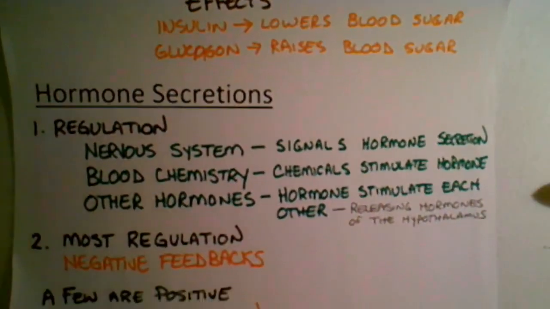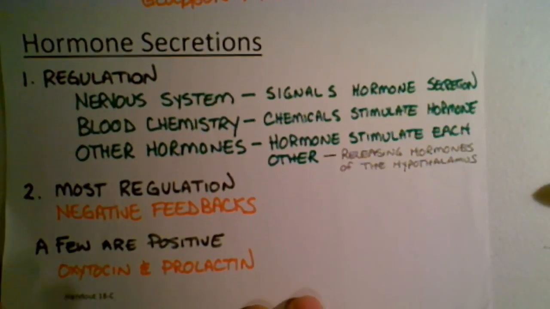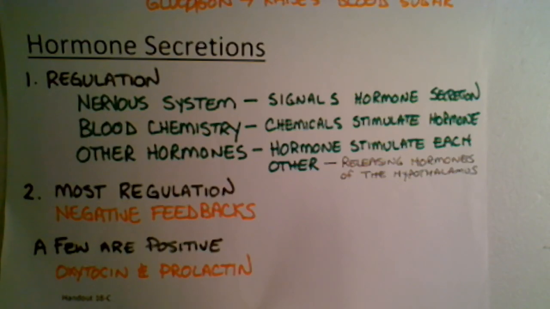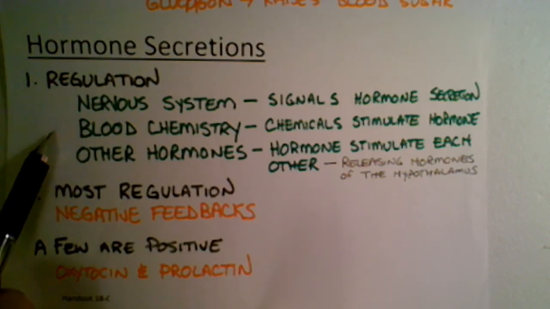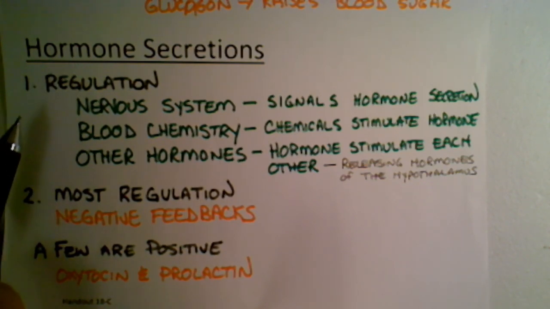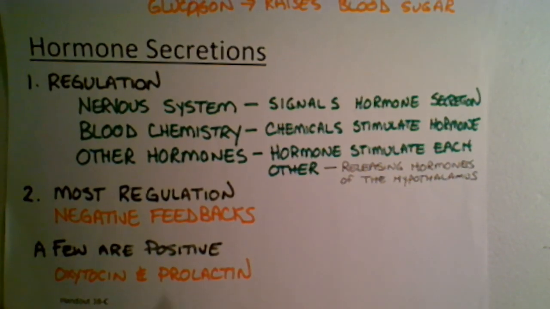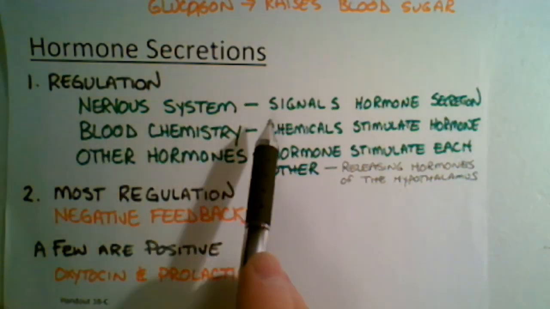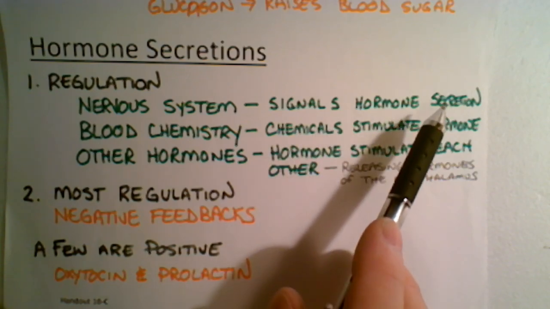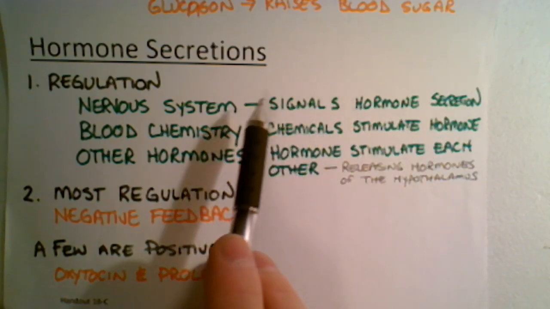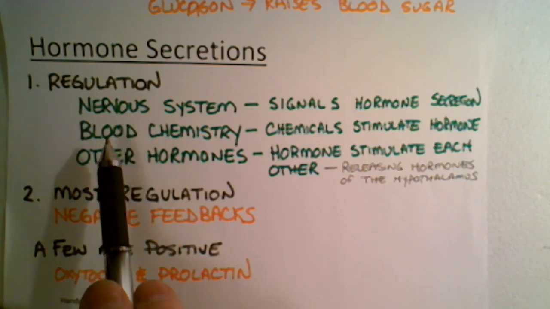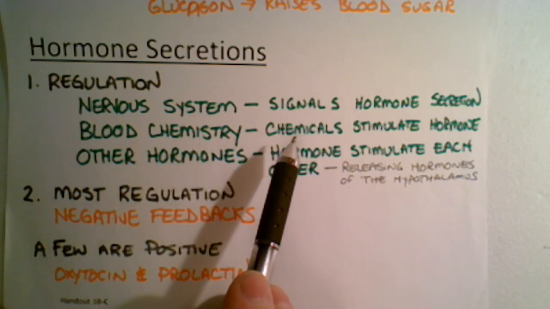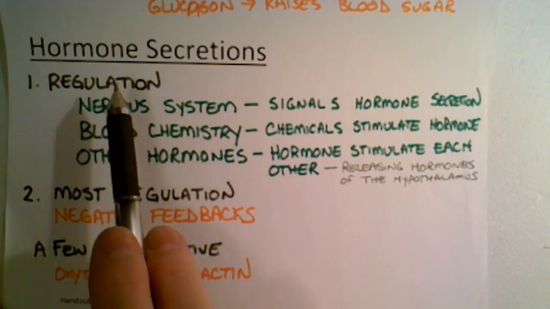All right, let's slide down to hormone secretions. And hormone secretions, we regulate our hormones via secretion. So the secreting hormone we're going to regulate through the nervous system. So we can signal a hormone to be secreted and released by the nervous system. Regulation can also cause blood chemistry. So we can have chemicals that stimulate the hormone, and our blood chemistry can dictate that. That's how we regulate it.